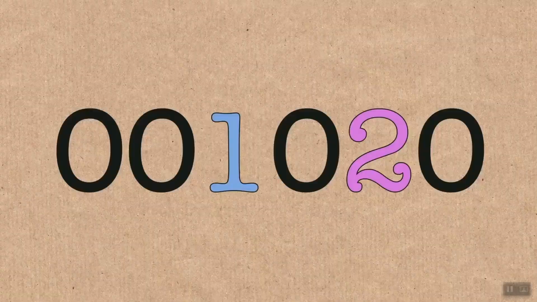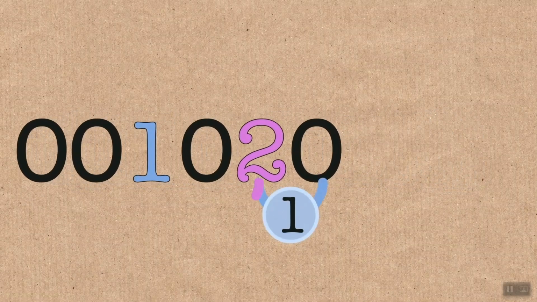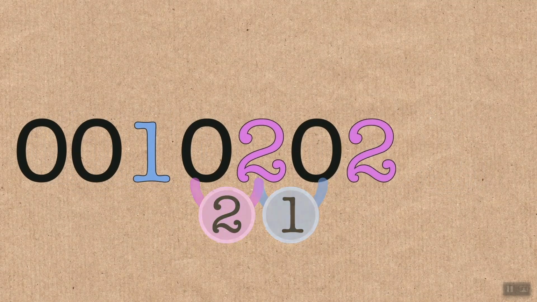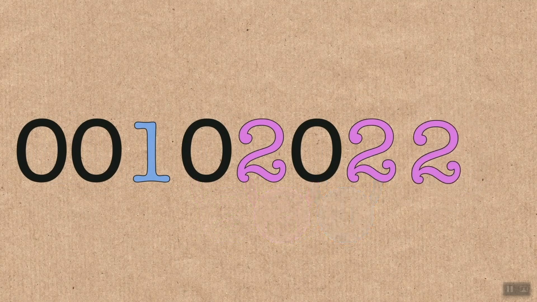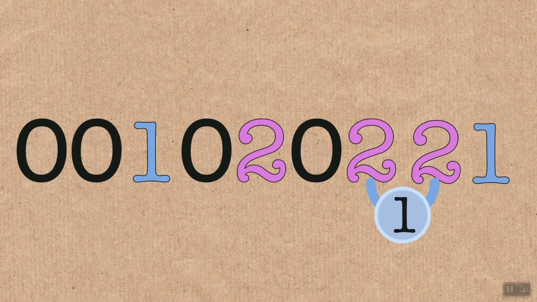We've not seen a 2 before, right? So we get a 0. And we have seen a 0 before. It was 2 steps ago. And we have seen a 2 before. It was 2 steps ago, so we get another 2. And we have seen a 2 before. It was 1 step ago.